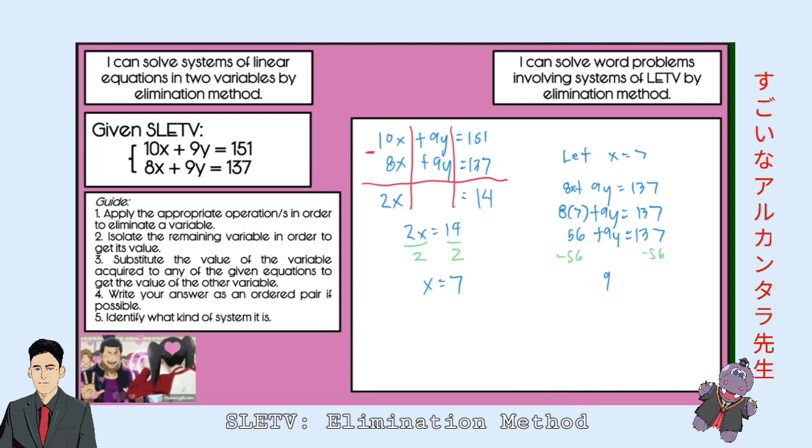You'll get 9y equal to 81. Is it 81? Yep, it's 81. So divide the entire thing by 9 and you will get y is equal to 9. So therefore, for the concert raffles, it's worth $7. And then for the meet and greet ones, it's worth $9. So just take note of that.